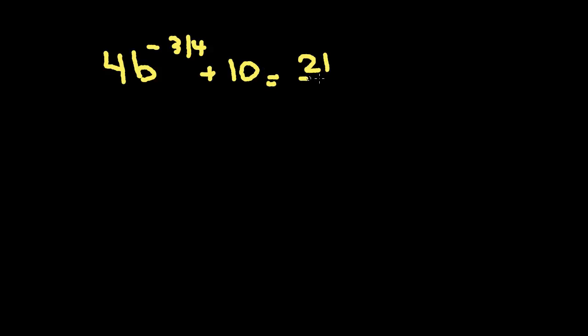All right, so let's take a look at another problem here. Let's say we have 4b to the negative 3/4 plus 10 equals 21 over 2. So again, if I look at what is sticky here, well, the thing that's furthest away from my variable is this guy right here. So I want to get rid of him first.